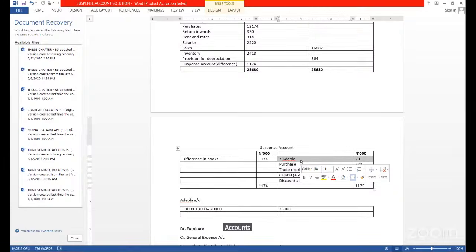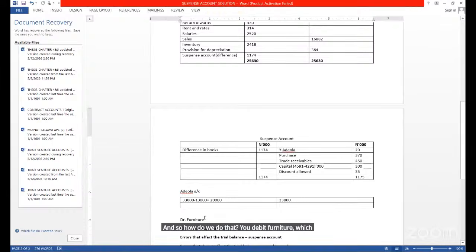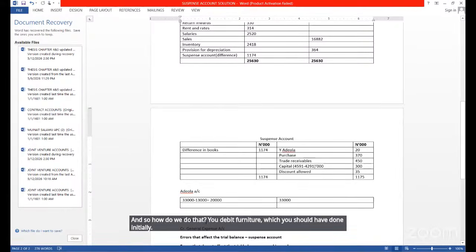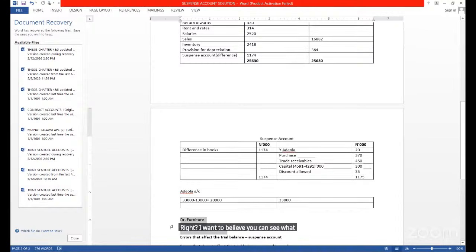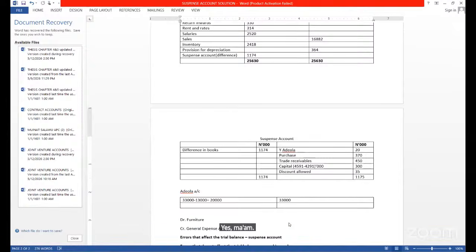And so how do we do that? You debit furniture, which you should have done initially, right? I want to believe you can see what I did here. You debit furniture and credit general expense. Now, this error does not affect the trial balance, so it will not go through the suspense account. Are you together? Rather, you just prepare a general journal and put it there.